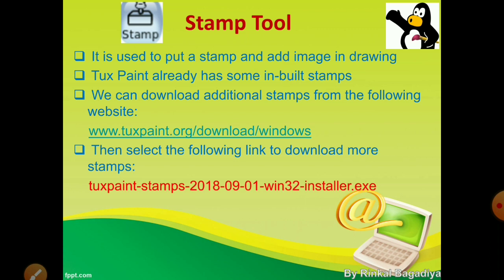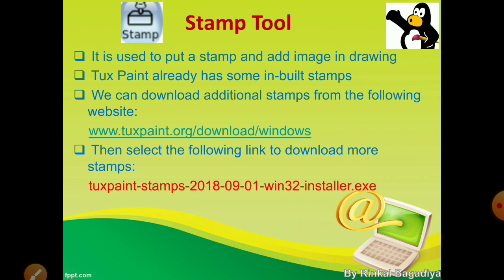We can add any ready-made image of anything on our drawing using the stamp tool, as a stamp, as a sticker. TuxPaint already has some inbuilt stamps. Whenever we download TuxPaint, it will come with some already inbuilt stamps. These stamps are only of penguins. 6 to 7 stamps are there. That is what TuxPaint gives us by default.